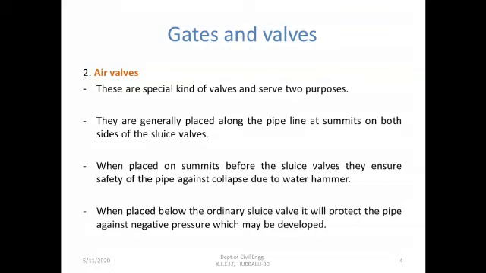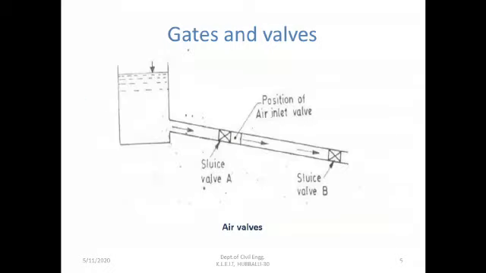a distribution system. Now, the next thing is air valves, and these are a special kind of valves and serve two purposes. They are generally placed along the pipeline at summits on both sides of the sluice valves or the gate valves. That is at the upper point and also at the lower point. You can see it here. If this is the gate valve or the sluice valve, then you have the air valve at this point and also one more at the lower point.